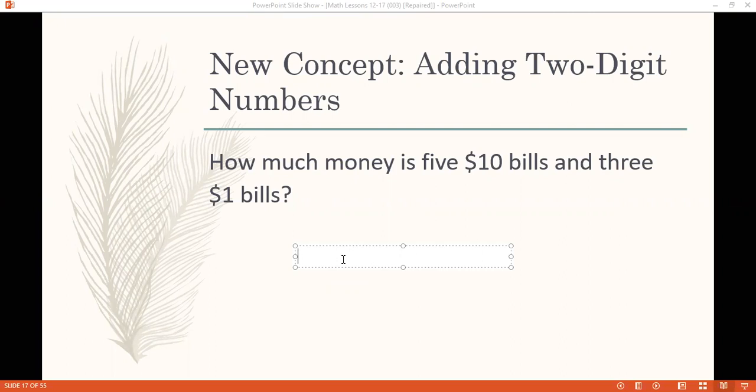So if we have 5 $10 bills, we'll count 10, 20, 30, 40, 50. So how much do we have in $10 bills? We would have, yes, 50. And if we have 3 $1 bills, how much do we have in $1 bills? 3 $1 bills. We have 3.